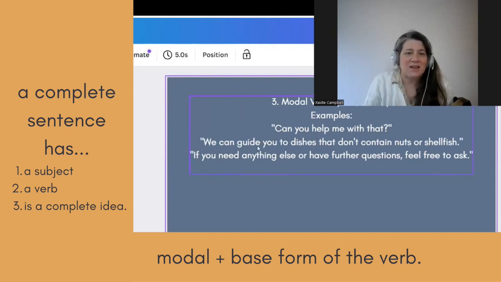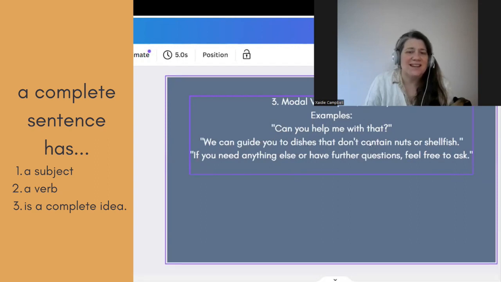We can guide you to dishes that don't contain nuts or shellfish. We can guide. There's your modal and then your base. Now, over here in this subordinate clause, we have that don't contain. The that is your subject here, referring to dishes. Don't contain, you have a negative present simple. So that's what's happening here.